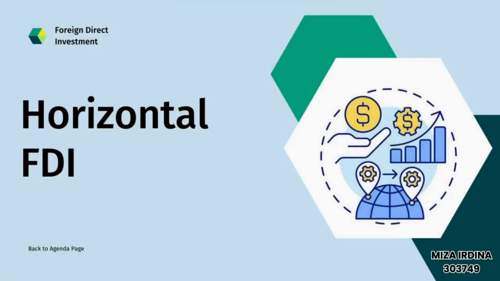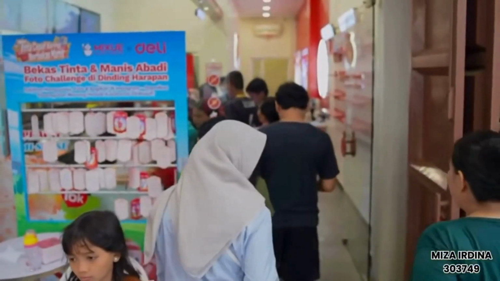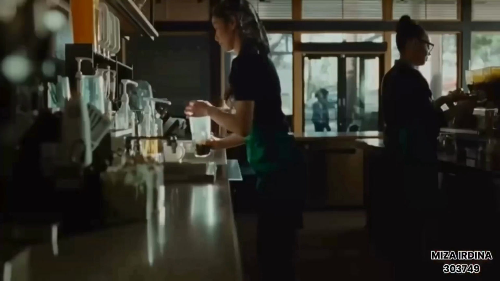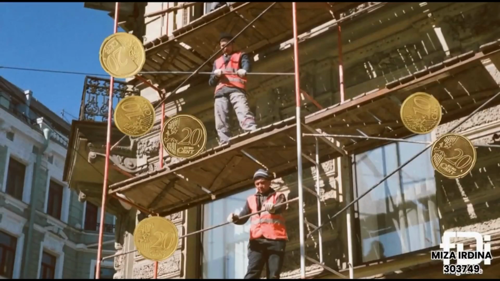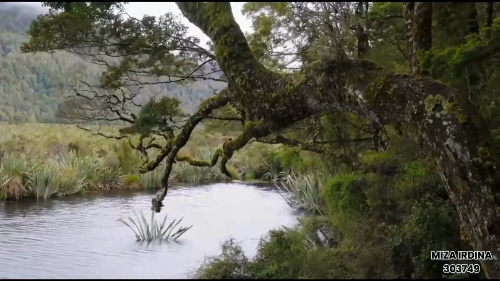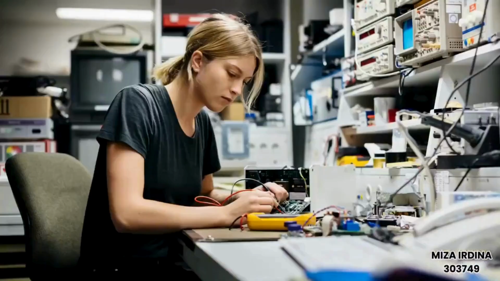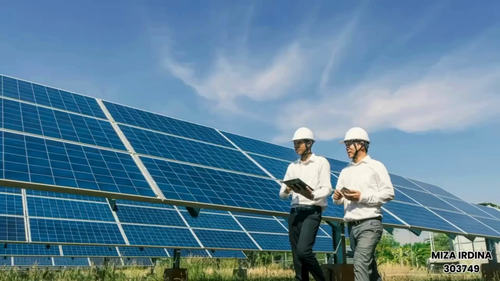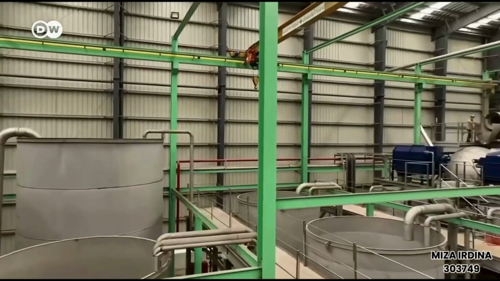Lastly is horizontal FDI, in which a foreign company starts operation in Malaysia that resembles the operations it undertakes in its home country. For example, Starbucks and IKEA. Let's move on to some of the factors that draw FDI to Malaysia. Firstly, the country has a variety of natural resources, including oil, gas, and palm oil, thus bringing in various sectors such as engineering, agriculture, and energy. These natural resources provide a strong basis to those raw material-based industries.